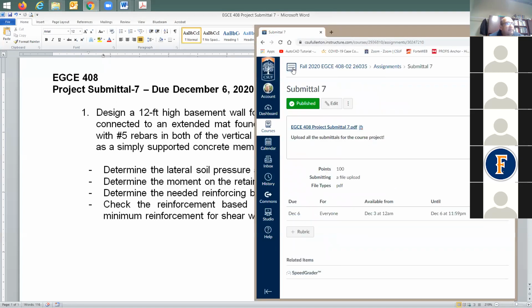It's right there. See what it says next to this: upload all the submittals for the course project. All the submittals, not just one, not just number 7. I need the whole thing. And be sure that when I'm looking at it, I know where submittal 1 is, where 2 is, where 3 is. There should be some separation between all of these. So it can be one file, but you need to have a cover page for each section, for each submittal.